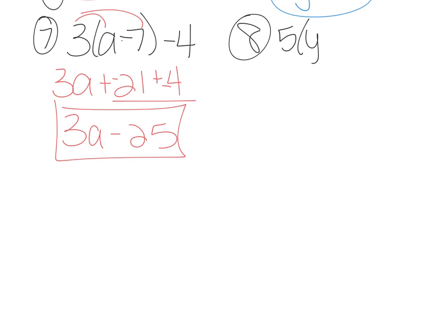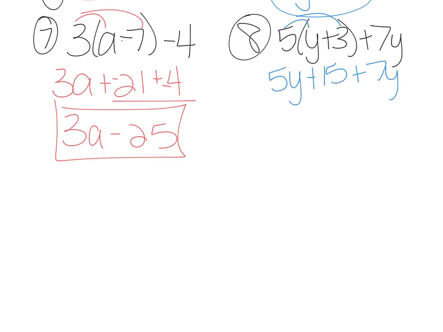5 times the quantity y plus 3 plus 7y. Okay, this time let's distribute the 5. Once again, don't distribute to the 7y. That 7y is not in the parentheses. When I distribute the 5, I get 5y plus 15, and then that 7y is just hanging out back there. Use the reverse distributive property, or we kind of already know how to combine like terms. 5y plus 7y would give me 12y, and I have that 15 at the end.